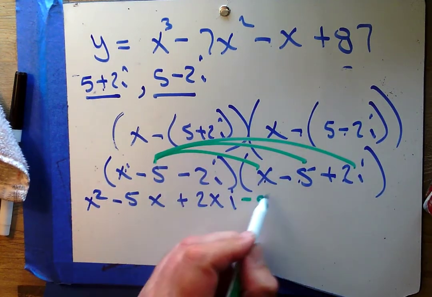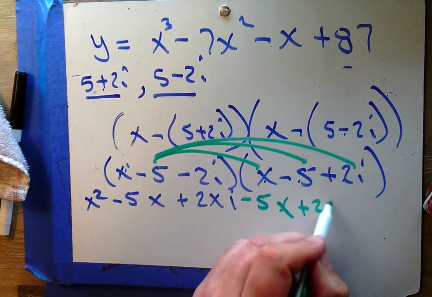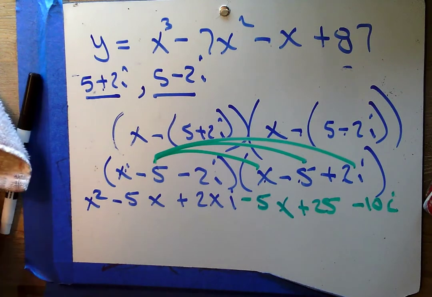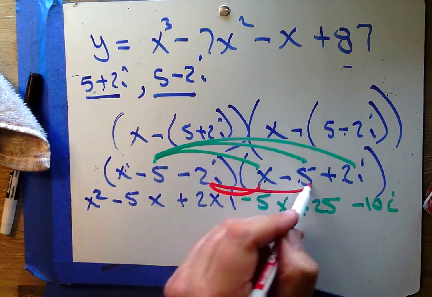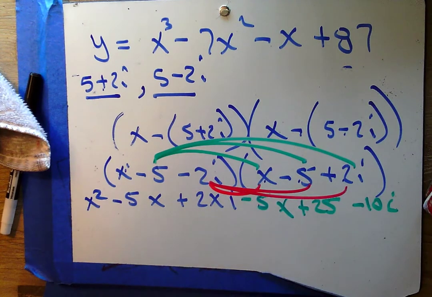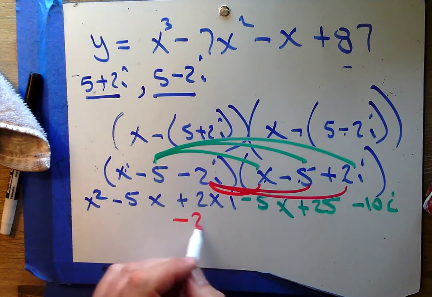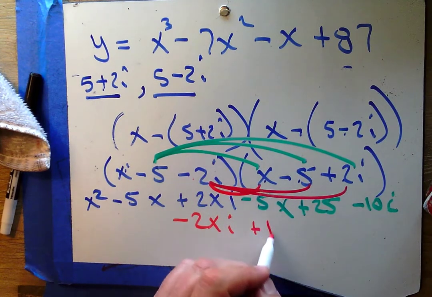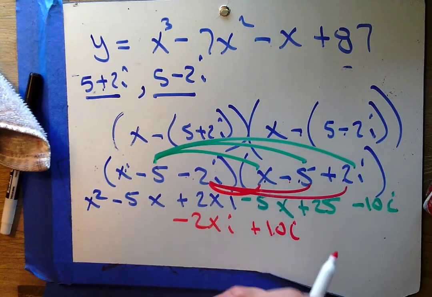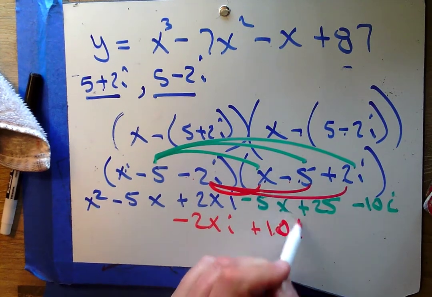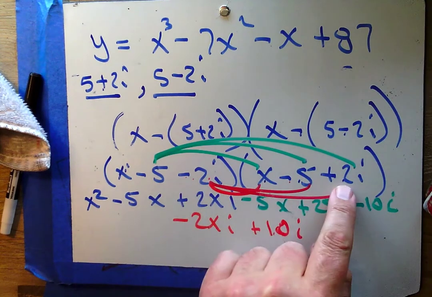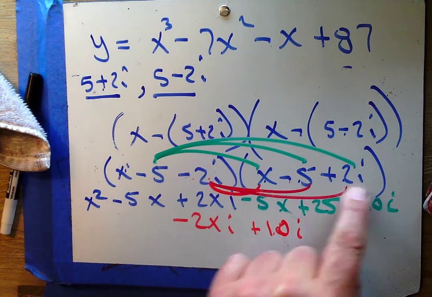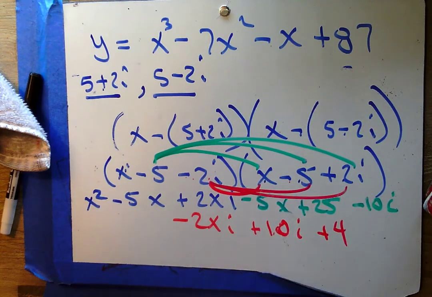Now we're going to do this times this, and this times that. So we're going to have negative 5x plus 25 minus 10i. And then finally, I have to do this times this, and this times this. So what's that going to give me? Well, negative 2xi, and then this times this is going to be plus 10i, because negative times negative is positive. And then this times that. Negative 2 times positive 2 is negative 4. i times i is i squared. i squared is negative 1 times that negative 4, and I get plus 4.